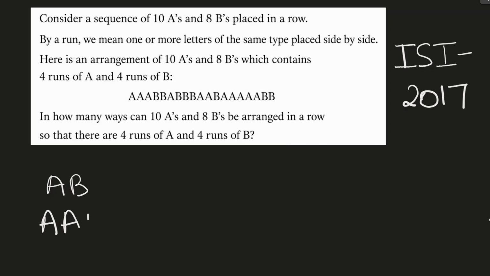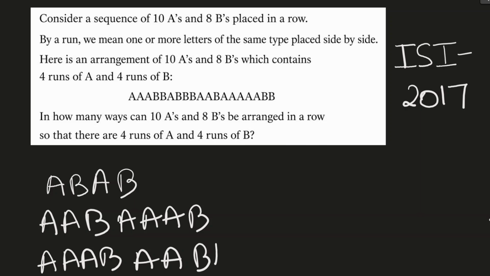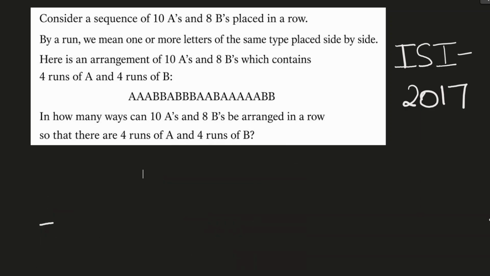We can have two A's and then a B. We can have three A's and then a B. Then suppose we have an A and then another B. We can have three A's and then a B. We can have two A's and then two B's. Here we can have this case. There are just so many cases, right? So now we have to understand how to approach this problem.